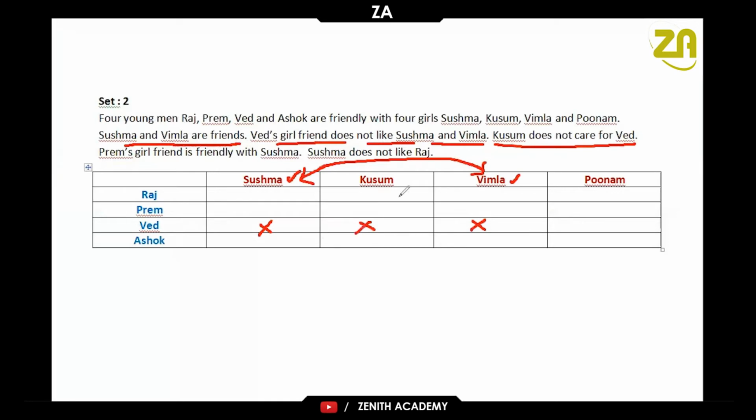Now see, when you work in a grid, then it is very easy to decide, because here Susma is not a girlfriend of Ved, Kusum is not a girlfriend of Ved, Vimla is not a girlfriend of Ved. So in this row, only this cell is left. So it is easy to decide that Poonam is a girlfriend of Ved. Now you decided that Poonam is a girlfriend of Ved, so cancel out other cells in the column.